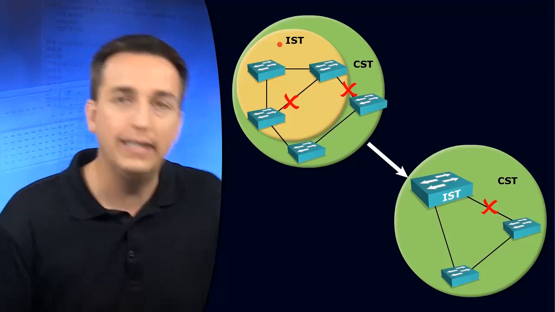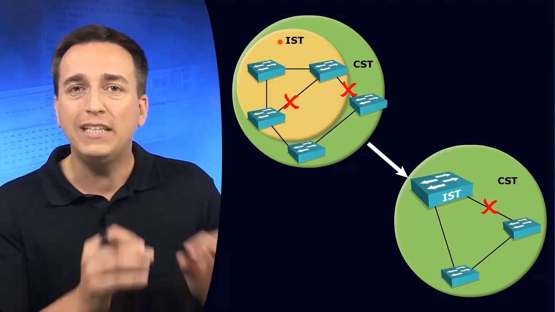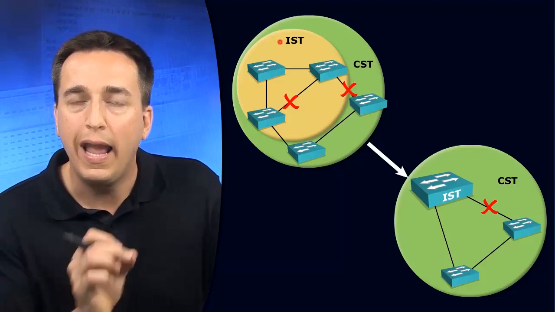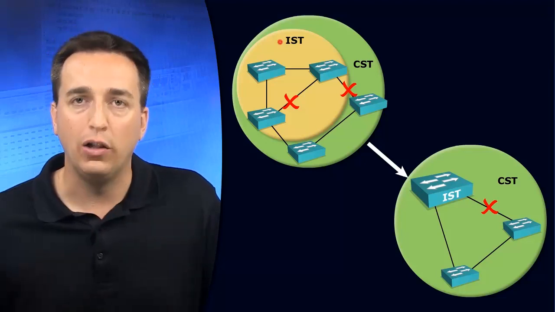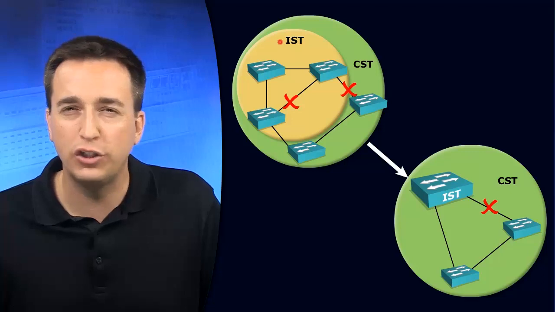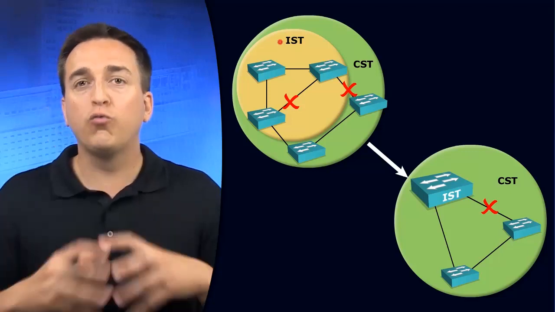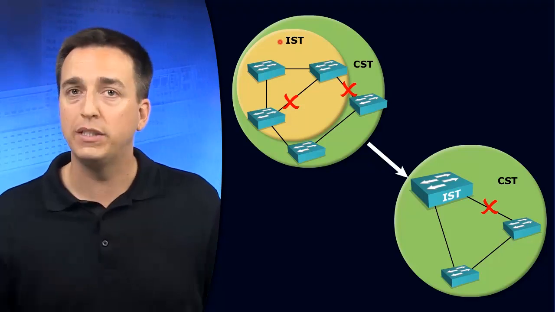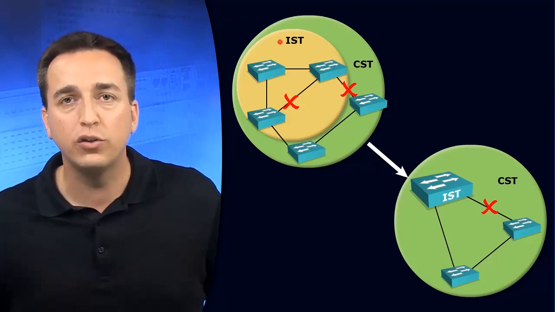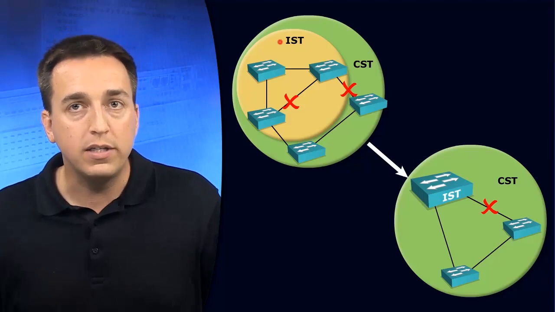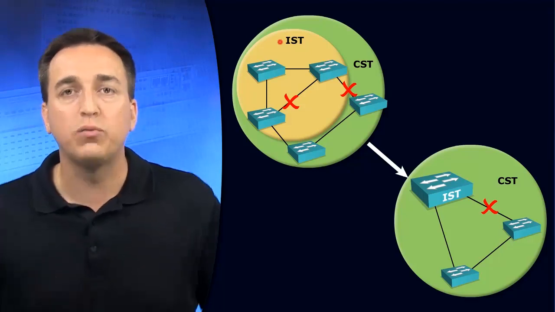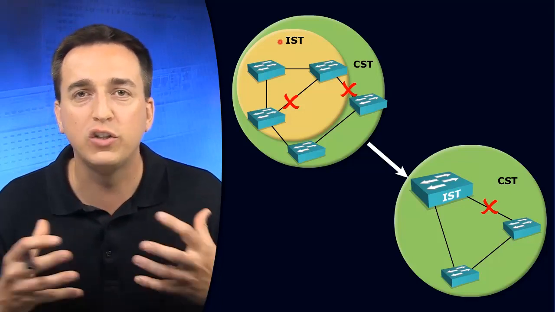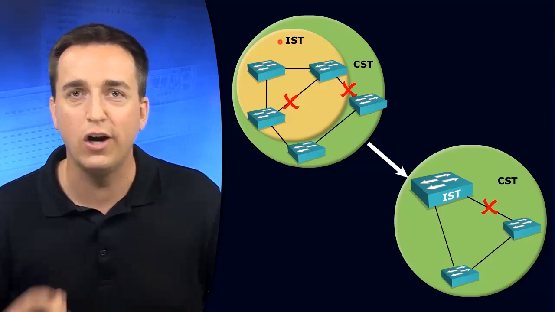So IST instance 0 here is maintaining, internally in that MST region, a loop-free topology. That's what it's doing. Notice there's no loop there. On a grander scale, it is representing itself to the common spanning tree, meaning the other switches that are not running MST or other MST regions. It's representing itself as this single large switch.